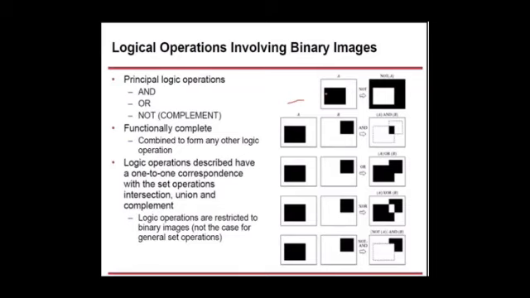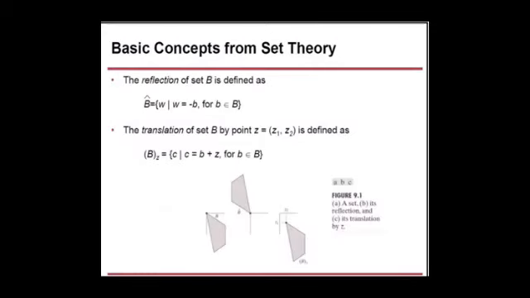Now we will see some logical operations involving binary images. There are different logical operations like AND or NOT. These are basic logic gates. Let's see how we get the logical outputs if we apply these logical operations. If we apply NOT to this digital image, we get an inverted image: the black part becomes white and the white part becomes black. If we do the AND operation, we get the intersection of both, the common part.